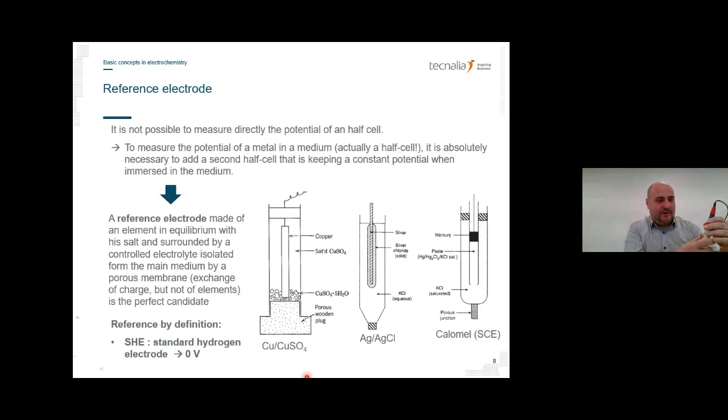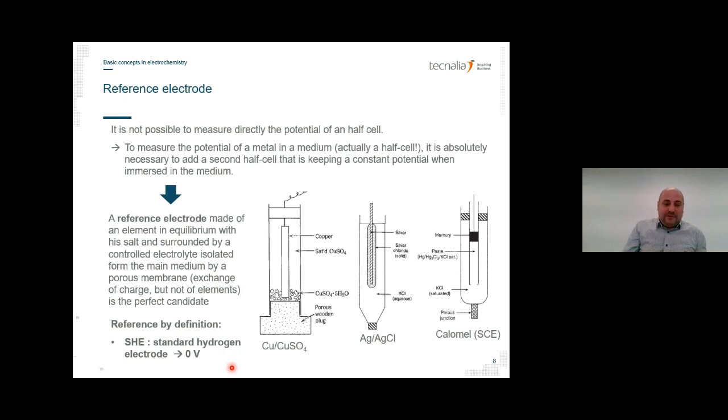reference electrode we use. And this is very important because if we want to be able to measure the potential of the material of interest in a given medium, we need to use a reference electrode. So it is quite a key point for electrochemistry.